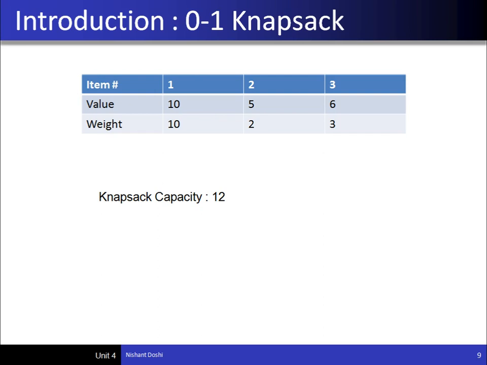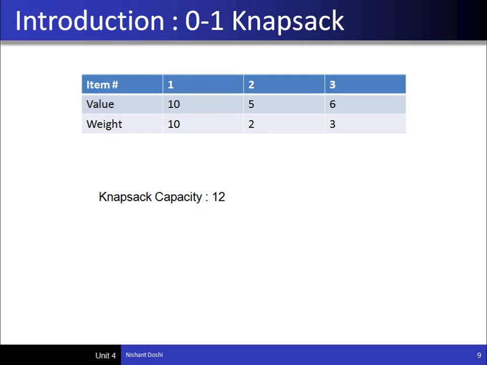Here we have to find a subset of this set, because the total weight is 15. If we take all three items, our bag cannot handle 15 kg. The second thing is that we cannot break the item. If we cannot take a particular item entirely, we might think we will break the item and take part of it. No, in the 0-1 knapsack, as the name suggests, 0 or 1: either you take the item or you leave the item.